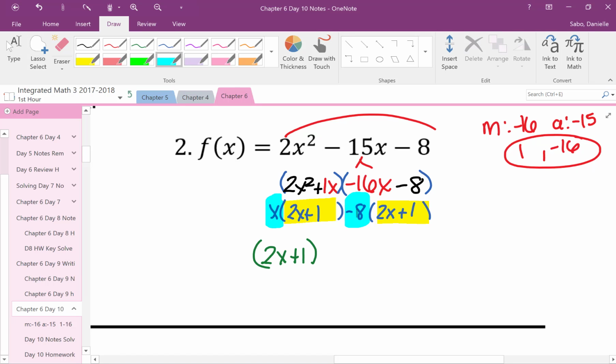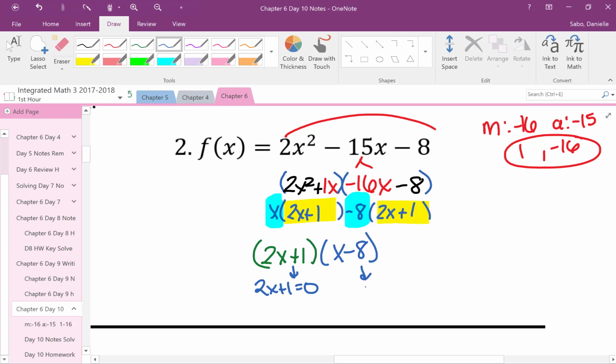It's just like having a GCF problem. The 2x plus 1 is the GCF, so I'm going to pull it out, and I'm going to leave the x minus 8. Now remember, we're not done because it asks us to solve. If it asked us to factor, we'd be done. Yes? What do you have to do next? First, you subtract 1 and add 8. Good. So 2x plus 1 equals 0.